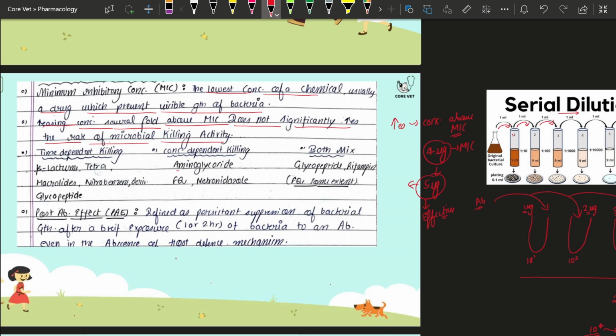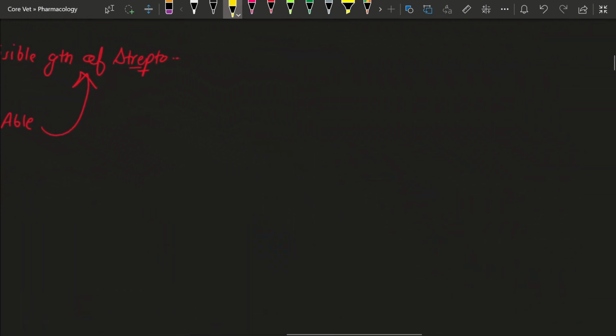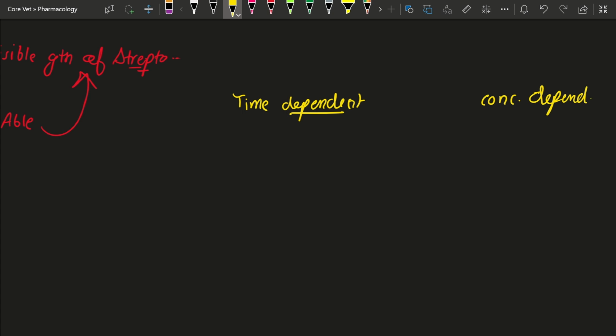Now there are two types of killing activity that a certain drug could show. One is time dependent, and the second is concentration dependent killing. What does this mean? From the name itself it is clear that a drug could have either of these two properties.